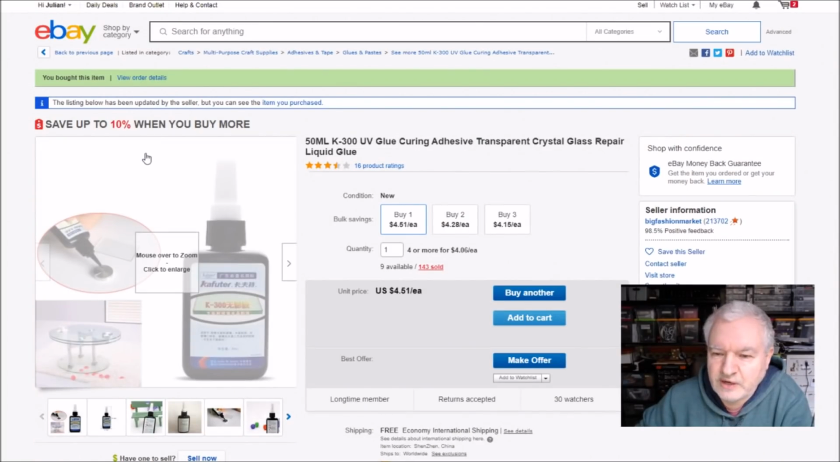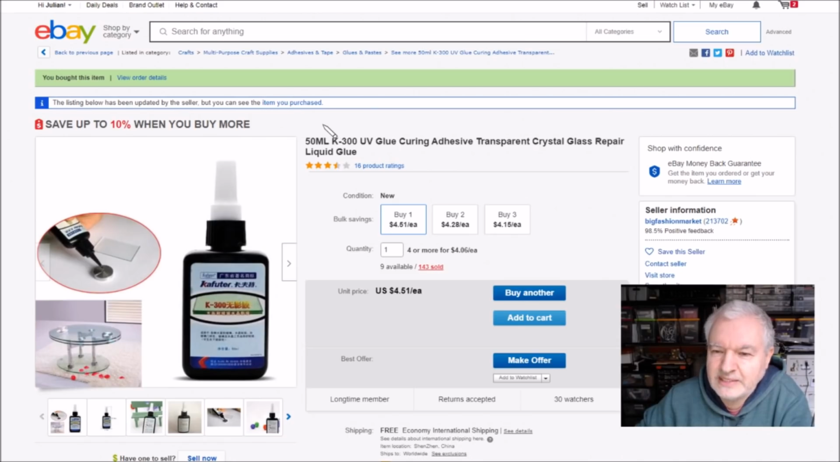Yeah, so this is the stuff. 50 millilitres of K300 UV glue curing adhesive. Now, I paid $3.69, but they seem to put the price up to $4.51. Perhaps they've been watching that YouTube advert. But nevertheless, if you bought 50 grams of this stuff via that YouTube advert, you'd be paying about 300 quid, wouldn't you? So $4.51, free shipping, and this came from Big Fashion Market.